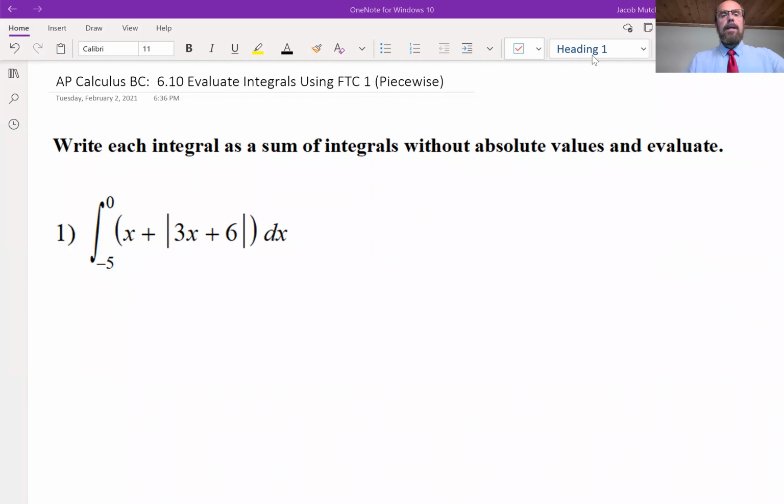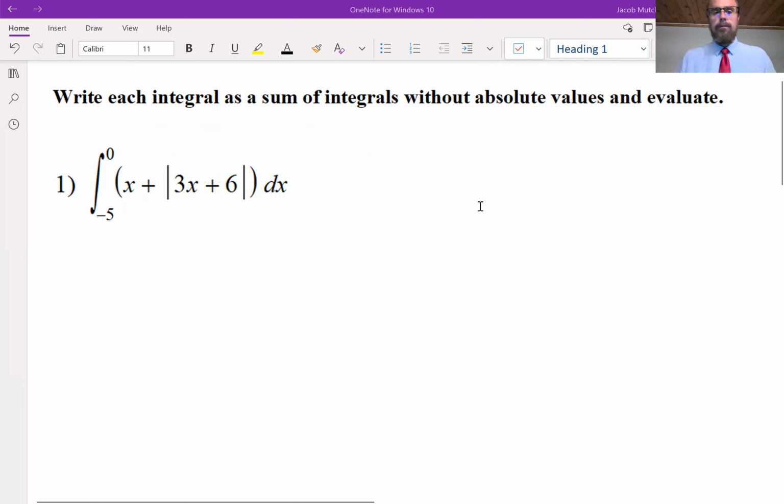Welcome to Calculus. Today we'll investigate evaluating integrals using the fundamental theorem of Calculus 1, and we'll take a look at two piecewise functions. Our first integration is from -5 to 0 of the function x plus the absolute value of 3x plus 6 dx.